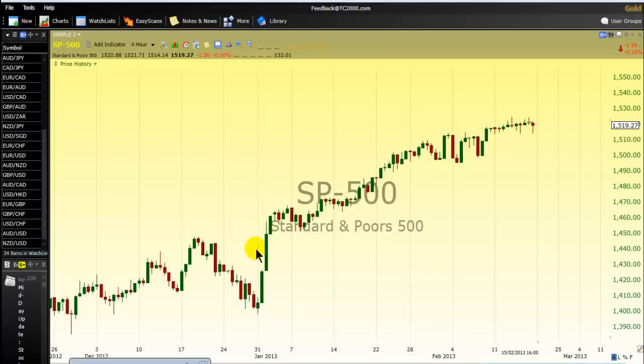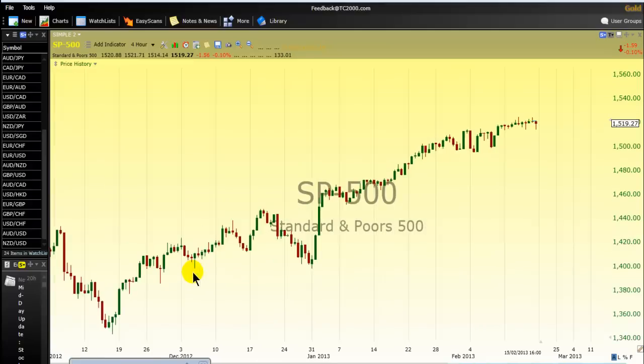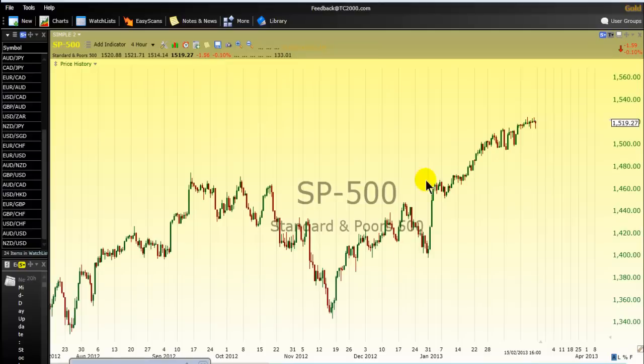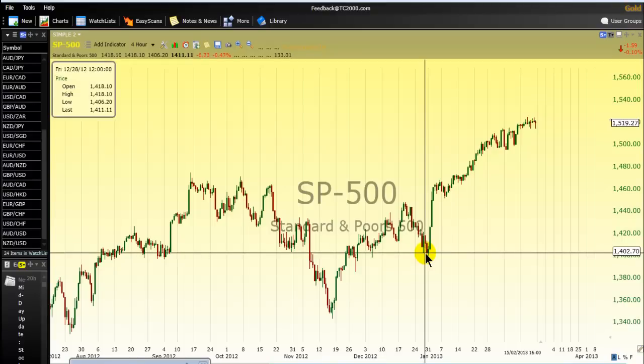So now you know how to trade a stochastic. If you are the master key trader, do exactly the same thing. Oversold means support level. You can draw it yourself.